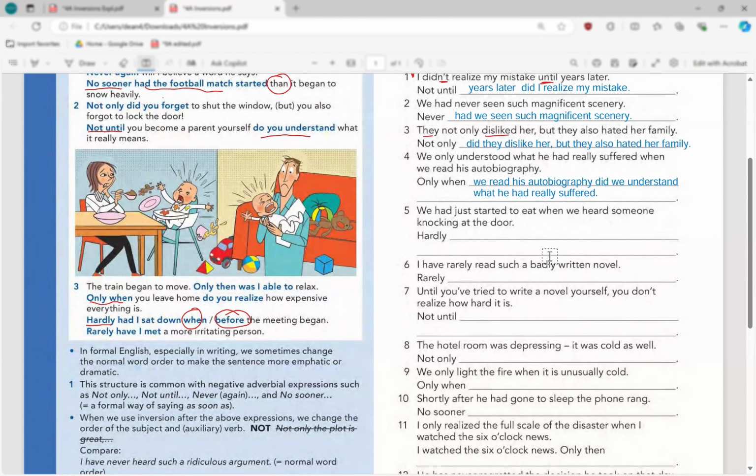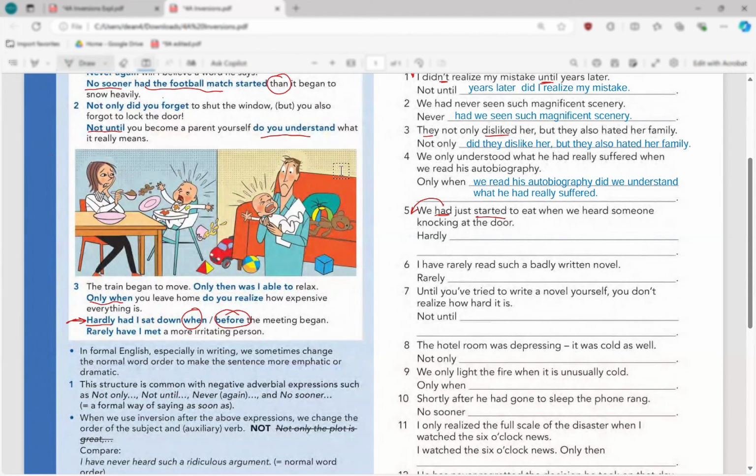Only when we read his autobiography did we understand what he had really suffered. That's it. Number 5: we had just started to eat when someone knocked at the door. So, hardly, as you can see, hardly. So we had started to eat, past simple. So, hardly had we started to eat when, or before, we had someone knocking at the door.